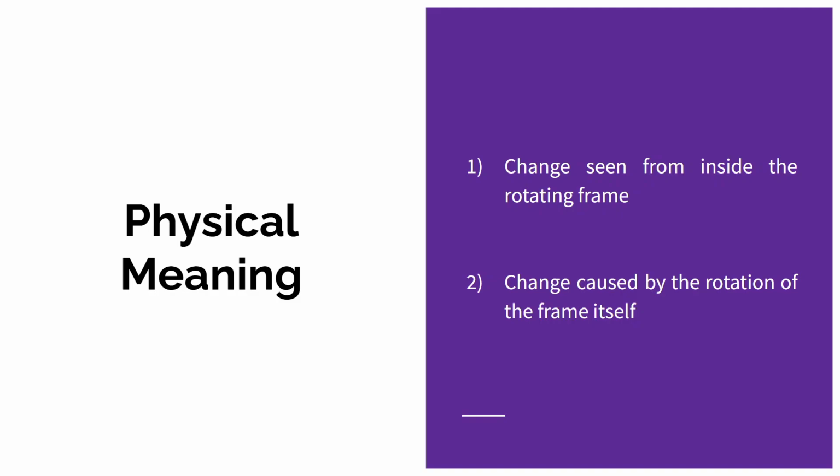So the physical meaning of all of that is that the change of a vector observed in an inertial frame has two contributions. That is the change as seen from the inside of a rotating frame and the change caused by the rotation of the frame itself.